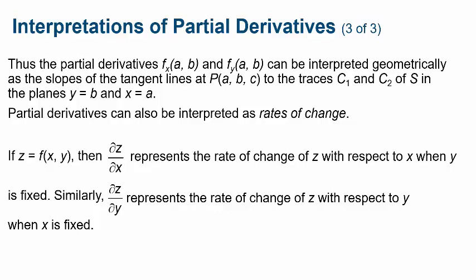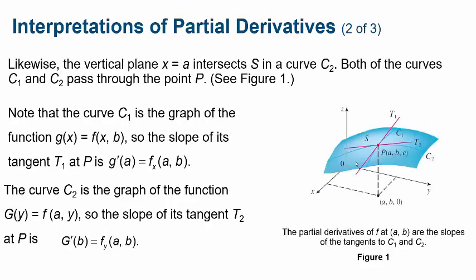So partial derivatives can also be interpreted as the rate of change. If z is equal to a function of x, y, then the partial derivative of z with respect to x represents the rate of change of z with respect to x when y is fixed, when y is constant, remember that. The partial derivative of z with respect to y represents the rate of change of z with respect to y when x is fixed. So here, you're looking at the rate of change along this C1 curve. Here you're looking at the rate of change along this C2 curve. That's what the partial derivatives are telling us.